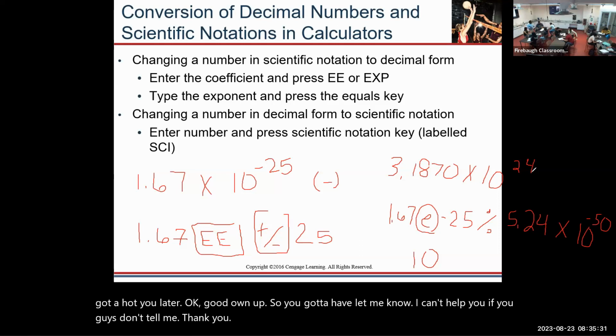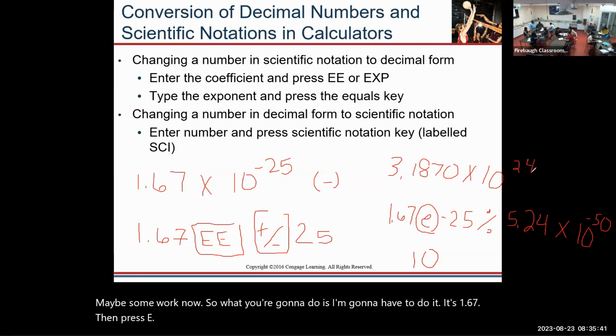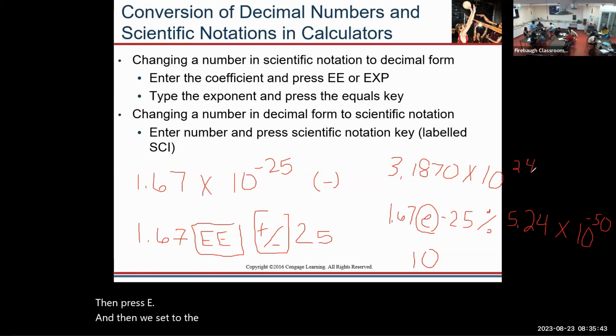Make it feel important now. So what you're gonna do is, you're gonna do it 1.67. Then press EE, and then we set to the negative, plus or minus 2.5. No, just 2.5. Yeah, there we go. And then hit divide.